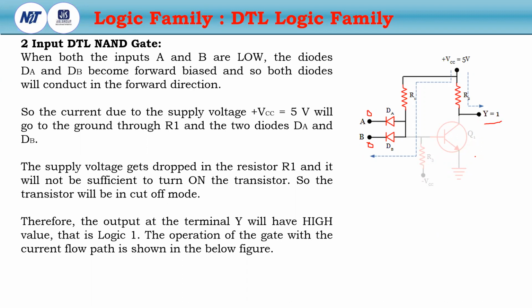So now I repeat again. If these two diodes are connected in parallel, and any one of the inputs or both inputs are in logic 0, then the diode DA or DB or both are forward biased. For this reason, the current will flow through the resistance R1. So no current will be produced through R2 due to the cutoff condition of Q1. So the output will be at logic 1.